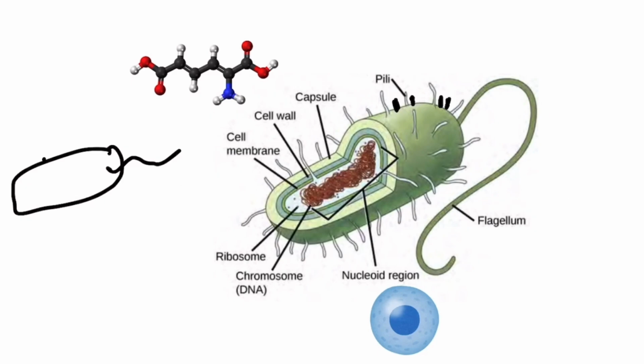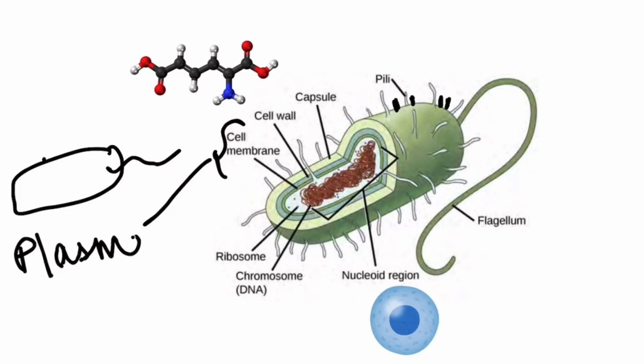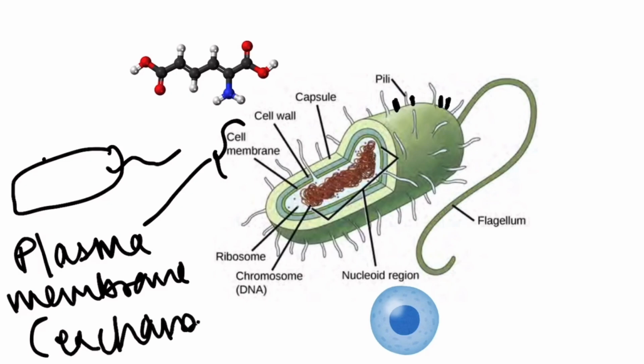All right, so the next thing that we see here is the cell membrane, which is also known as the plasma membrane. The membrane helps to separate the cell from the outer environment, and is also going to help in the exchange of substances in and out of the cell. The next thing over here that we see is a ribosome, which is embedded in the cytoplasm.